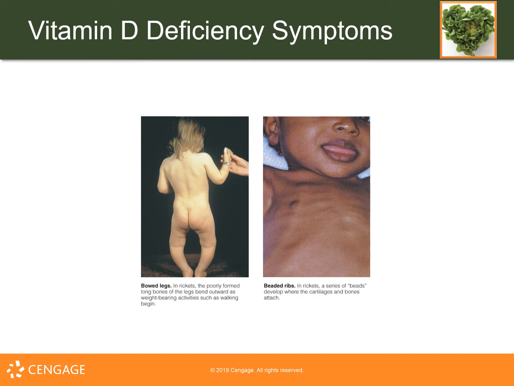So these two images here are here to show you the signs of vitamin D deficiency. So for rickets, in the first picture, you see the bowed legs. They kind of jut out a little bit to the sides. And then in the second image, you see the beaded ribs, and that results from poorly formed attachments of the bones to cartilage.